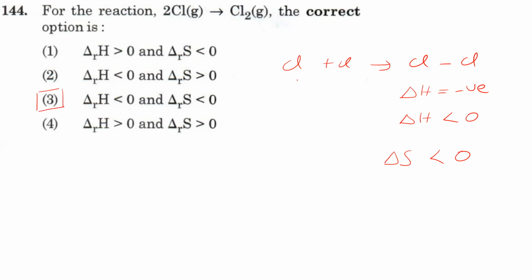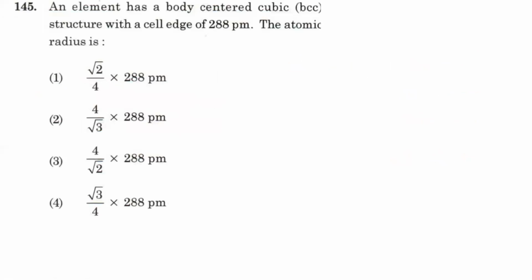Because here more number of species, here less number of species. So here entropy more, here entropy less. Therefore delta S is decreasing. That means delta S is less than 0. So third option is the answer for this question. Okay, let us go for next question.